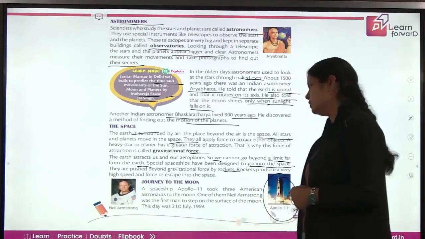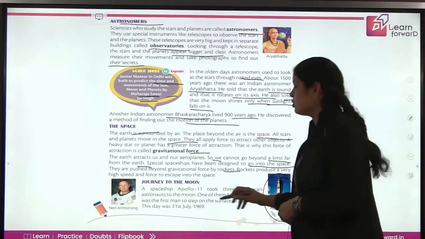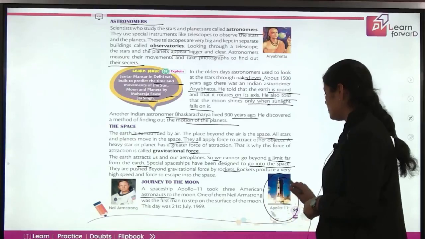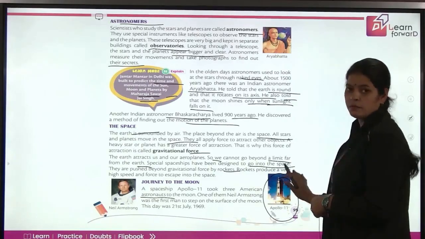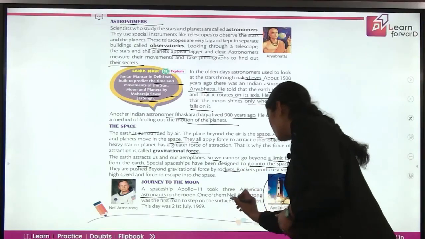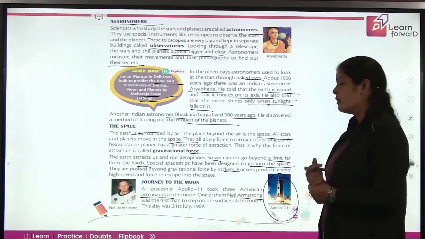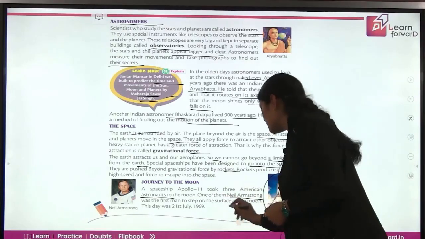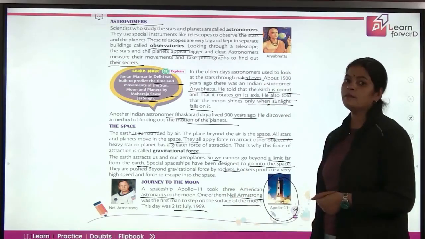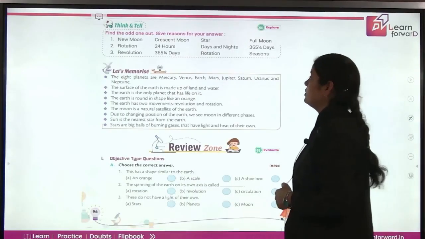Now, journey to the moon. The spaceship Apollo 11 took 3 American astronauts to the moon. Astronauts are space travelers. One of them was Neil Armstrong, who we today call the first person to land on the moon. He was the first man to step on the surface of the moon. This day was 21st July 1969. So this was the chapter.